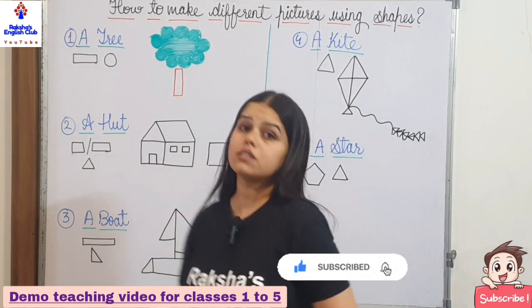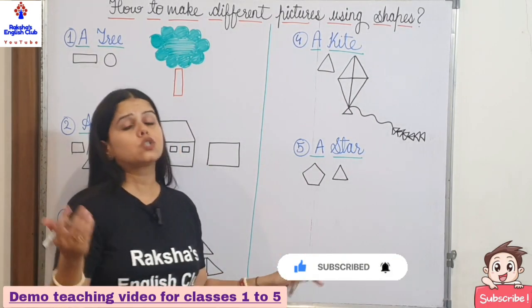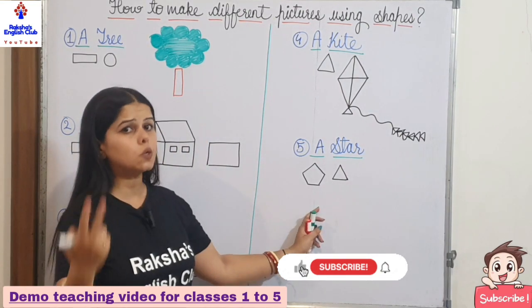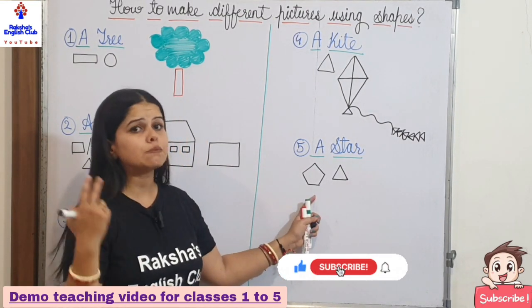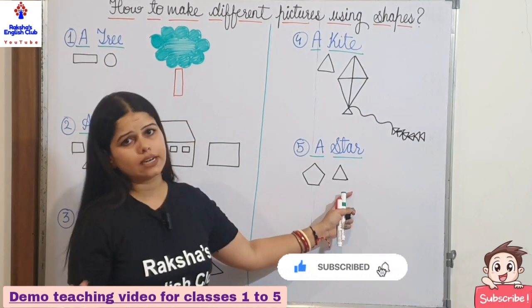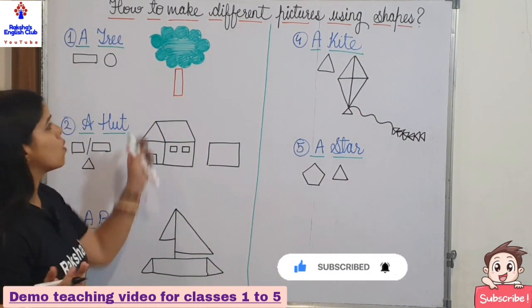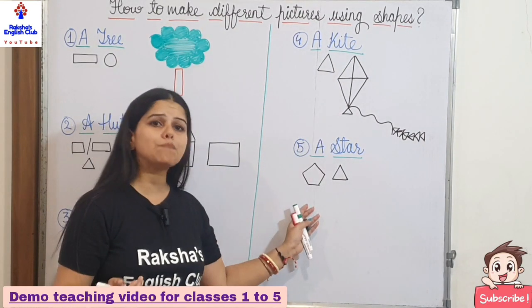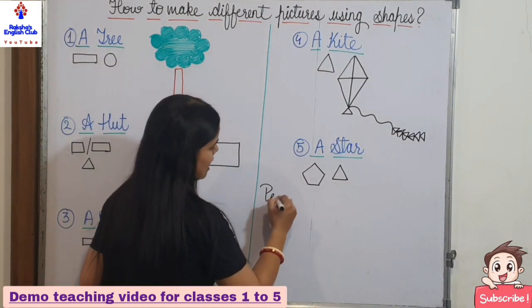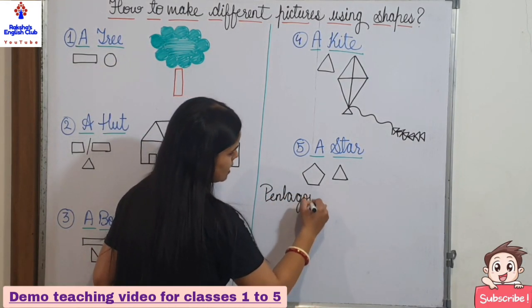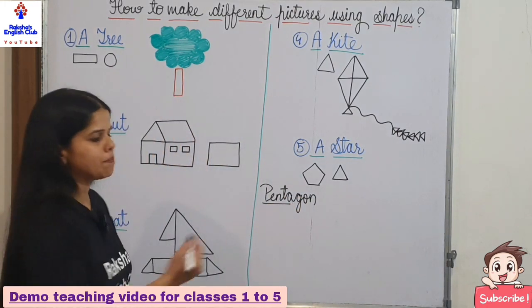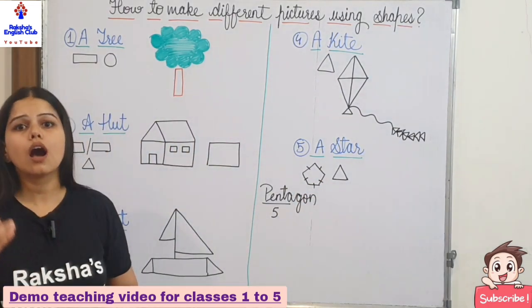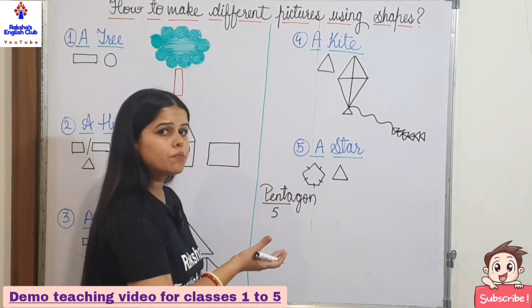It is very difficult sometimes for primary kids to draw the star. So you can make them draw the star with the help of two figures. The first is a pentagon and the second is a triangle. Now, four basic shapes which children know are the circle, rectangle, square and triangle. But what is a pentagon? Here you have to explain to them that pentagon means a figure which has penta. Penta means 5, so it has 5 sides. It is called a pentagon.